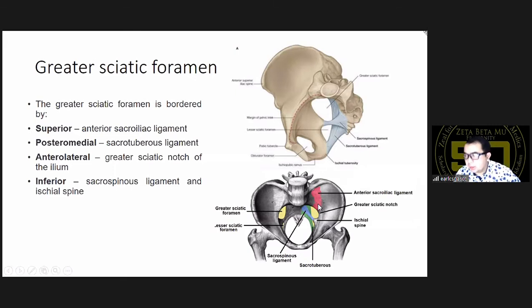The greater sciatic foramen is formed by the greater sciatic notch of the hip bone and the sacrotuberous and sacrospinous ligaments. Superiorly, its border is the anterior sacroiliac ligament. Posteromedially, we have your sacrotuberous ligament. Anterolaterally, we have your greater sciatic notch of the ilium. And inferiorly, we have your sacrospinous ligament and the ischial spine. Those are the borders of your greater sciatic foramen.